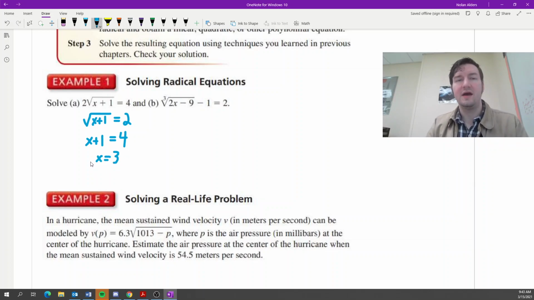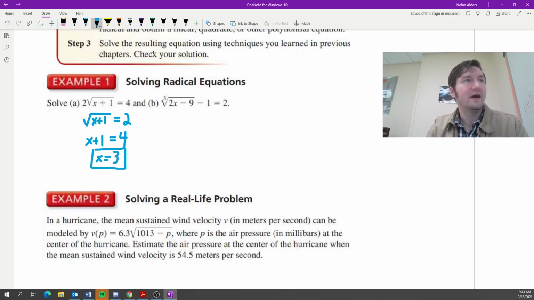Now, with these problems involving radicals, you want to check your solutions because sometimes you can get what are called extraneous roots, which are not actual answers. They're not solutions to the equation. So if we check this real quick, if we stick 3 in here, 3 plus 1 is 4, the square root of 4 is 2, 2 times 2 is 4, so that works. This is a good answer right here.